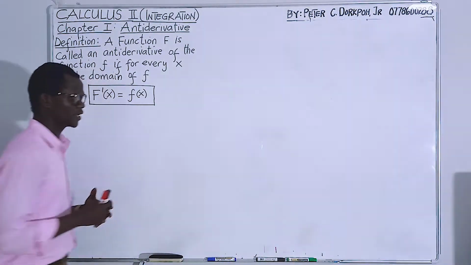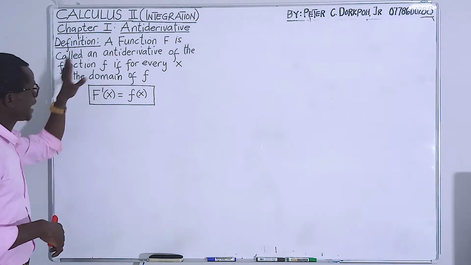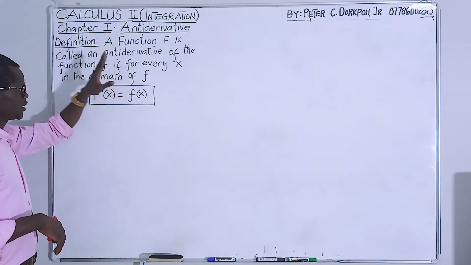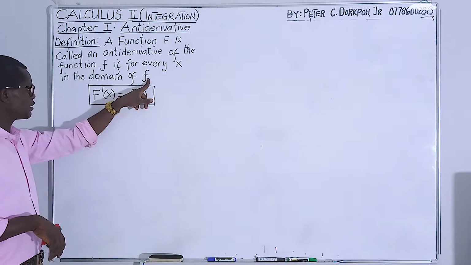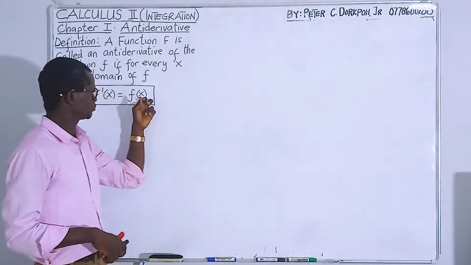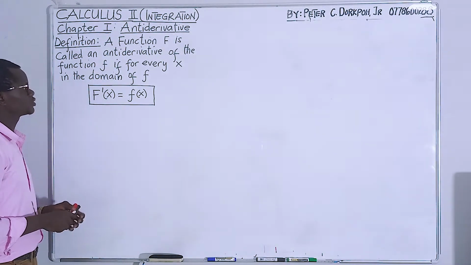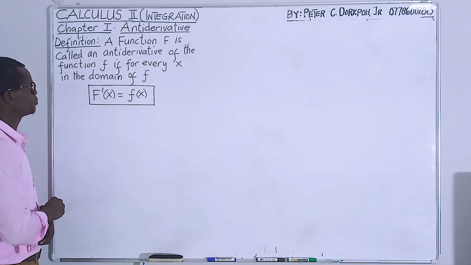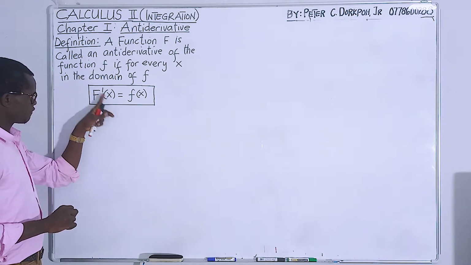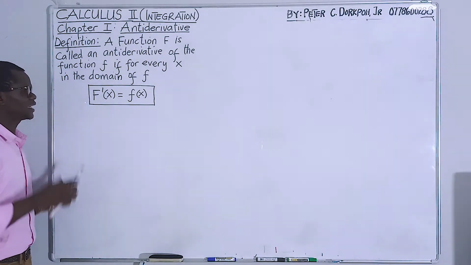But let's look at something. We said a function capital F is called an antiderivative of the function small f if, for every x in the domain of small f, F prime of x is equal to f of x. For F to be an antiderivative, F prime of x must be equal to small f of x.